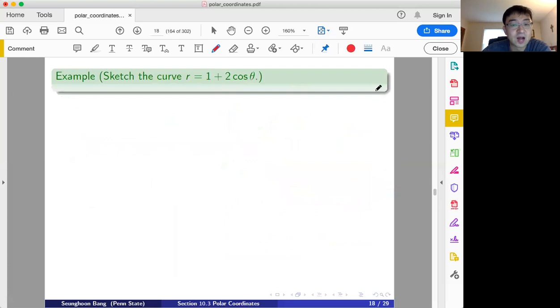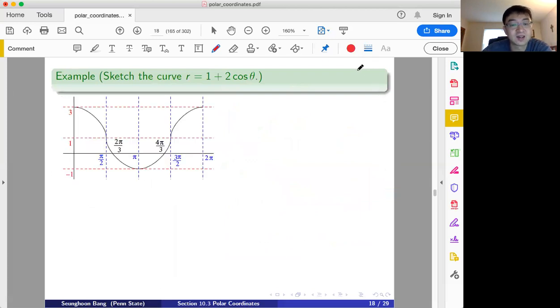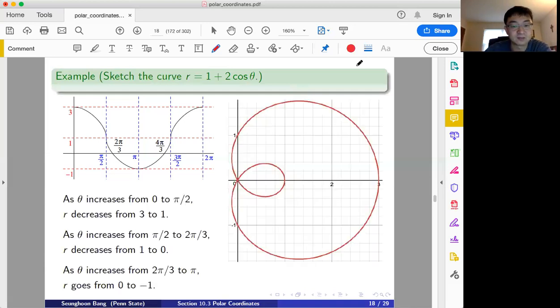So next one, r equals 1 plus 2 cosine theta. So how can we sketch the graph? I won't explain more. We use the same method as the previous two examples. We have the graph like this. So we call it a limaçon. The shape is like this one. We call it a limaçon.